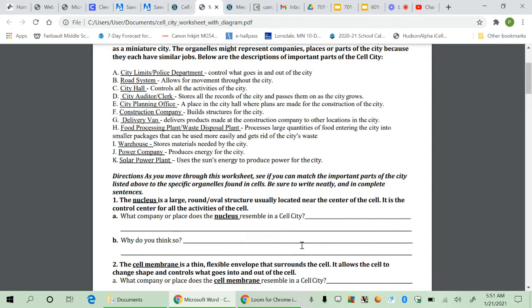And then why do you think so? You're just going to be writing an answer that explains why you think that they're the same. And so you would just need to say, because both control the activities of the city or the cell. And that's all you would need to do for number one.